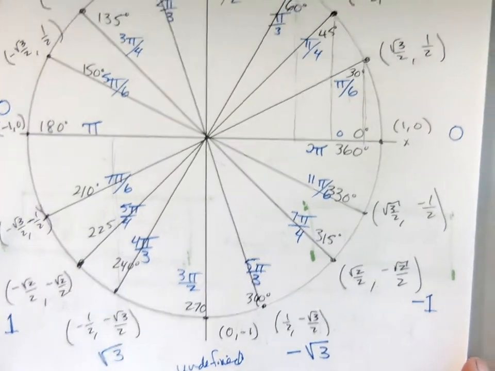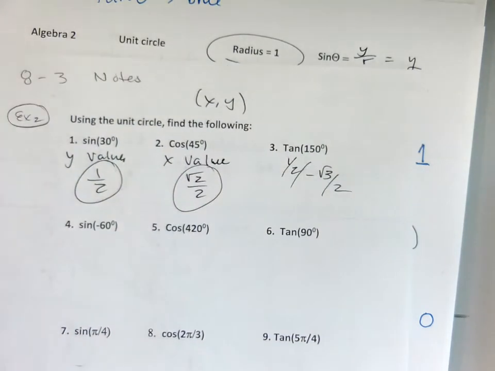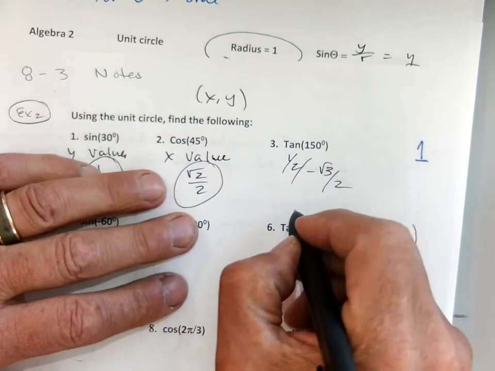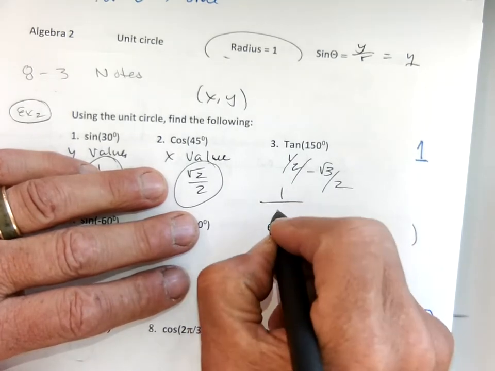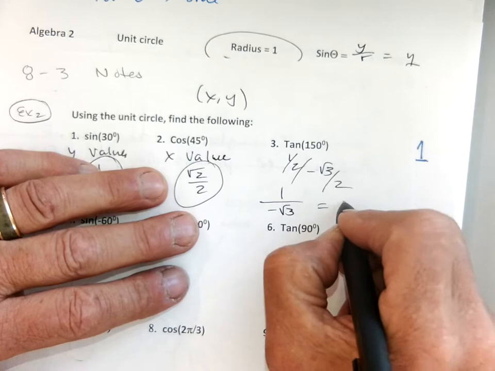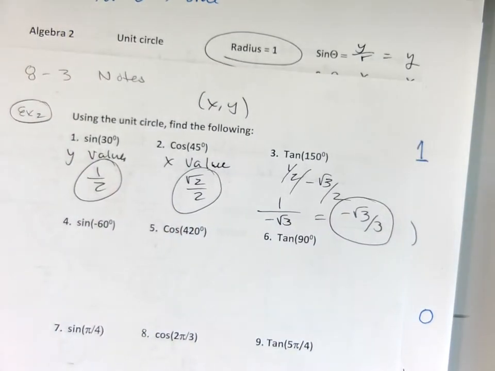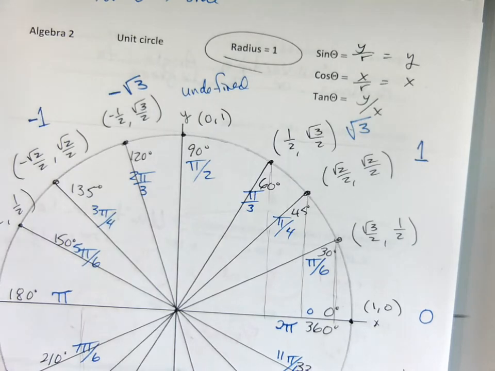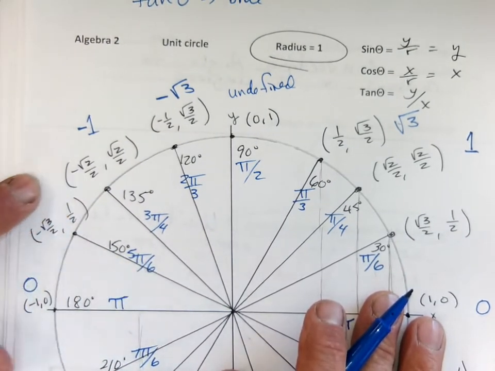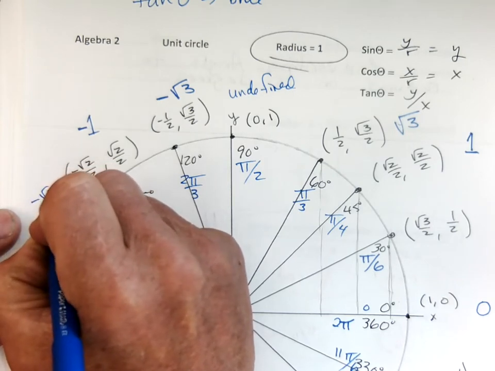Okay, now, last one. This is the one we were doing in our warm-up, okay? This turns out to be 1 over the negative square root of 3. But if we rationalize it, it's going to be negative square root of 3 over 3. And that's the answer we want on a unit circle. So at 150 degrees, the tangent value, which I'm going to put out here, is a negative square root of 3 over 3.